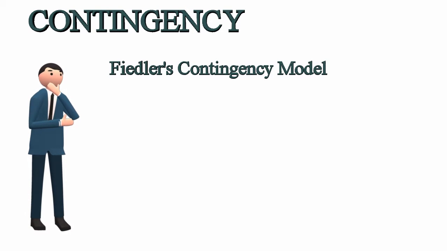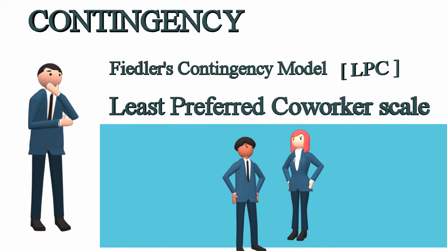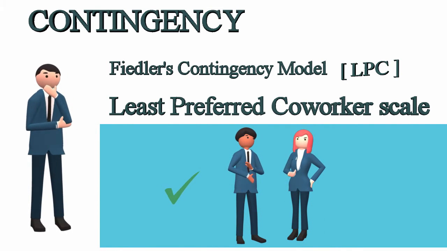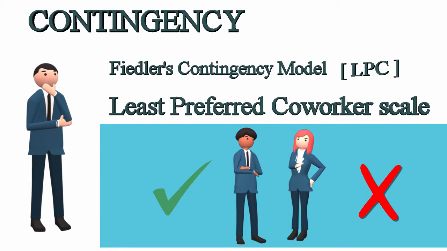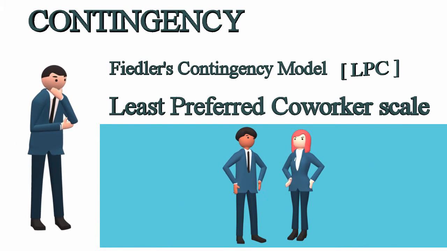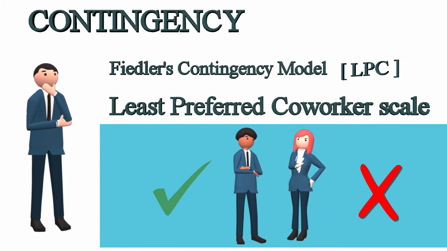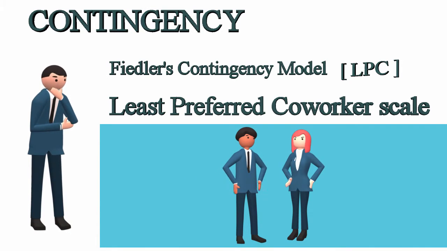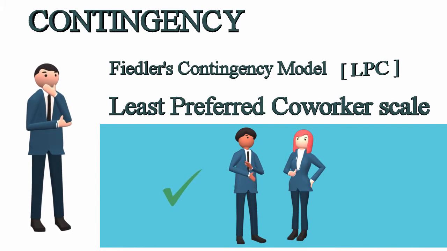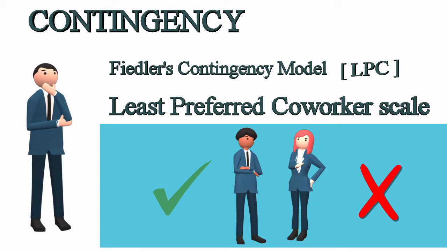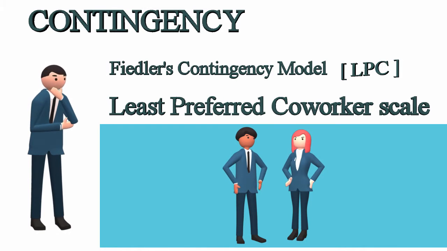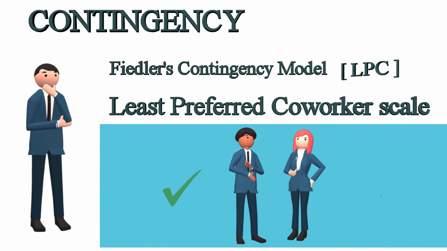Fiedler's contingency model. According to this theory, a leader's style is measured by a scale called the Least Preferred Coworker Scale, LPC. People who are filling out this survey are asked to think of a person who is their least preferred coworker. Different people can be effective in different situations. The LPC score is akin to a personality trait and is not likely to change. Instead, placing the right people in the right situation or changing the situation to suit an individual is important to increase the leader's effectiveness.